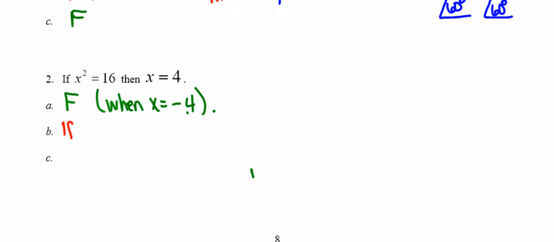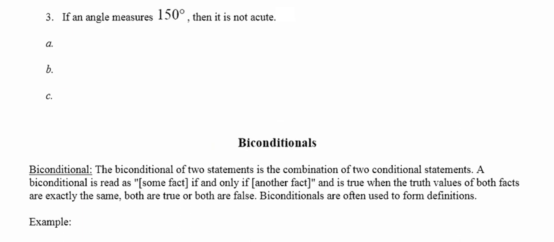To find the converse of that, again, I'm simply going to switch my conditional or my hypothesis and my conclusion. So if the value of x is equal to 4, then it must be true that x squared is equal to 16. Well, anytime x is 4, the value of x squared is equal to 16. So the converse has to be true. So the whole point of this is that a conditional and its converse may or may not have the same truth value.